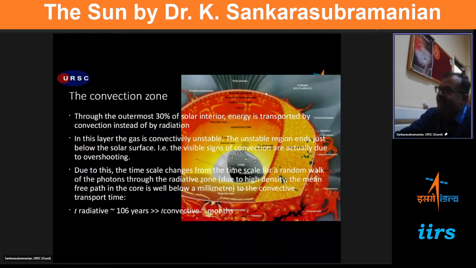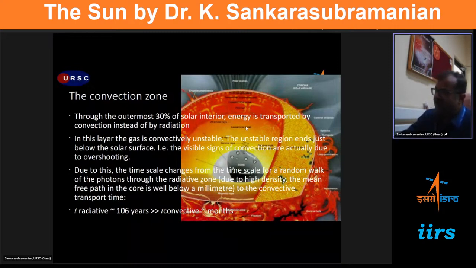Basically, in this layer, the gas is convectively unstable, and these convections go all the way up to just below the photosphere. So from the deeper interior in the core to the surface of the solar atmosphere, the time scales change because the radiative time scale is different from the convective time scale. Radiative takes about 10⁶ years, whereas convection takes months.